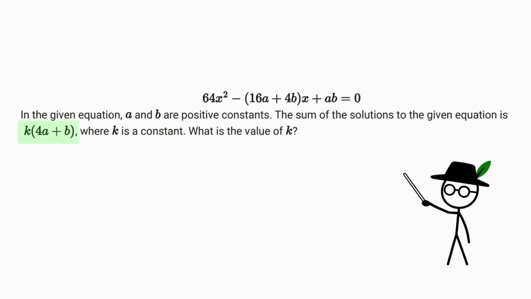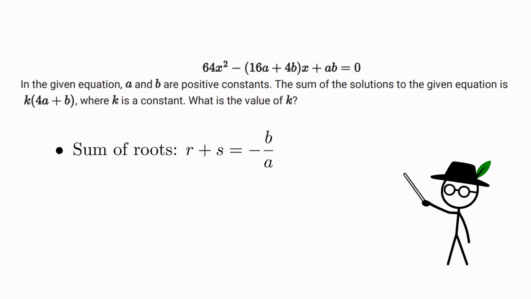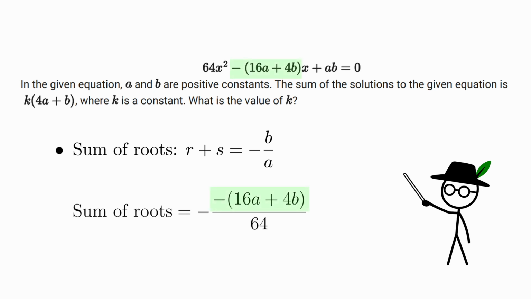Once again, we are given a quadratic with a bunch of unknowns, but we don't need to worry about them yet. Our first step is to apply Vieta's formula, as the problem deals with the sum of solutions. Vieta's tells us our sum is negative b over a, or negative of negative 16a plus 4b over 64. Like last time, the b and a in our base formula are coefficients. They are not the variables in the quadratic.